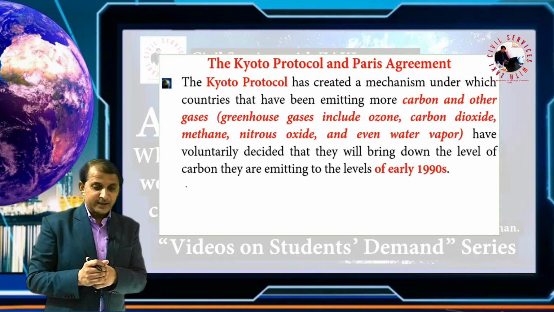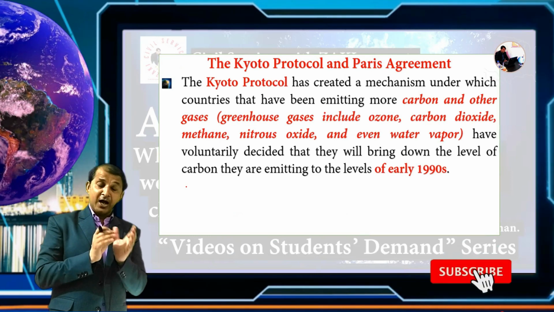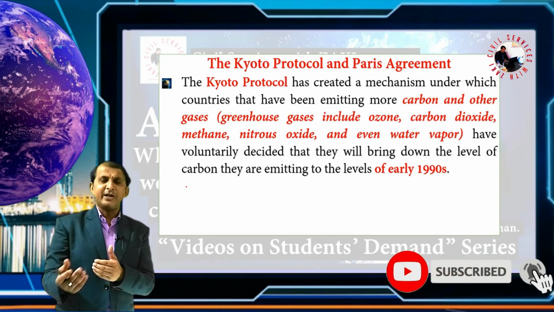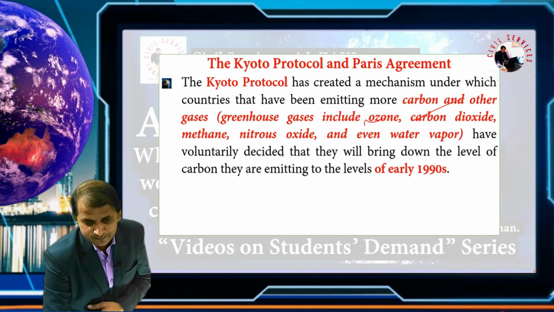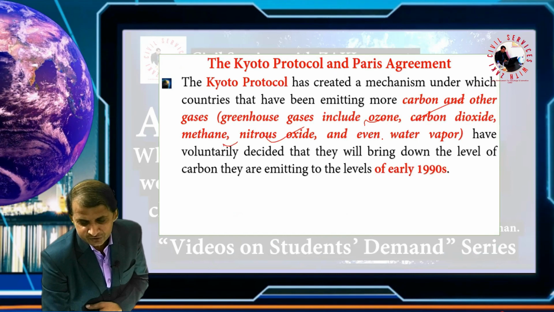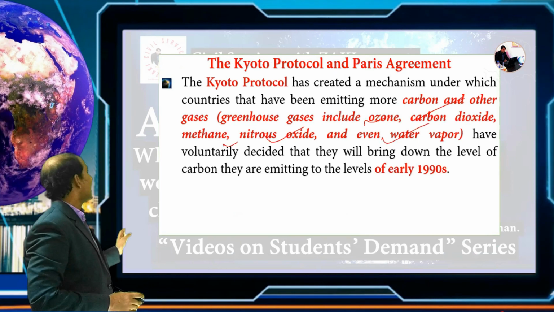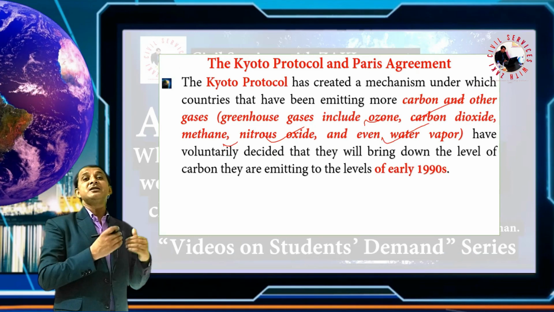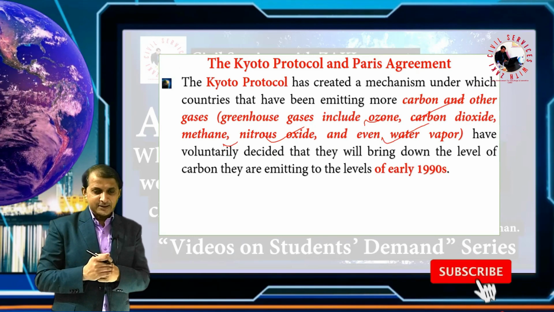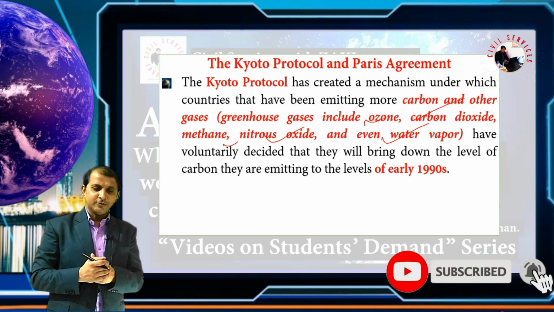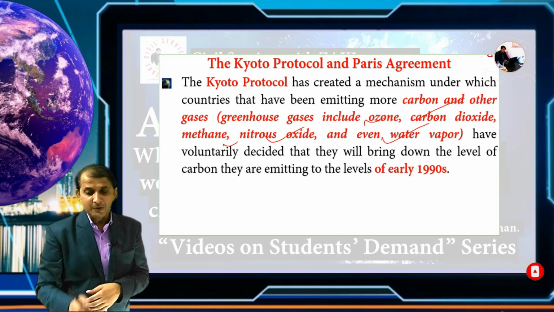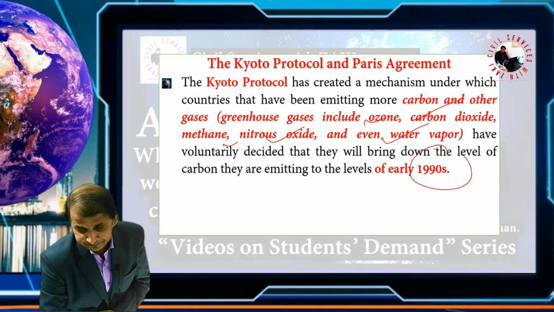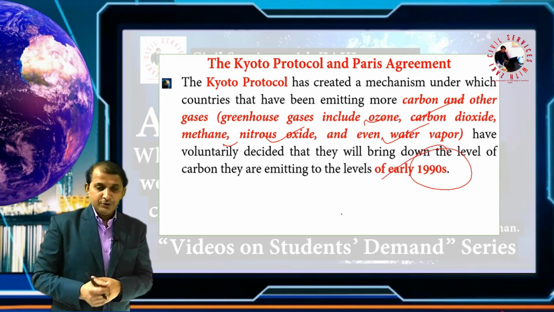The Kyoto Protocol created a mechanism under which countries that emitted more carbon and other greenhouse gases, like ozone, carbon dioxide, methane, nitrous oxide, and even water vapor, voluntarily decided that they will bring down emissions to the level of the early 1990s.